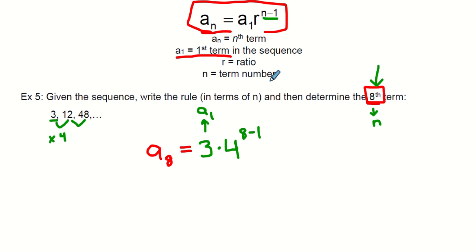To look for any term in any sequence, all I need is the first term, the common ratio, and the location, or the number, of the term I'm looking for. If I'm looking for the 12th term, then n would be 12, and so on and so forth. Then I'm just going to plug this into my calculator. I have actually not worked this out yet, so I'm going to work this out.